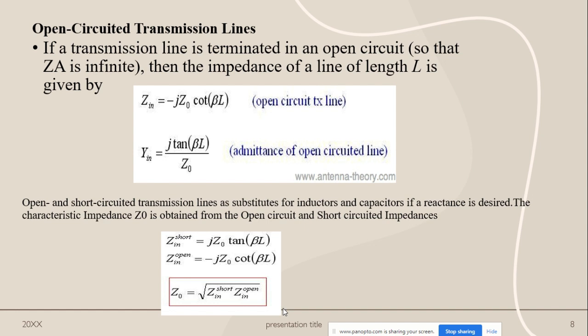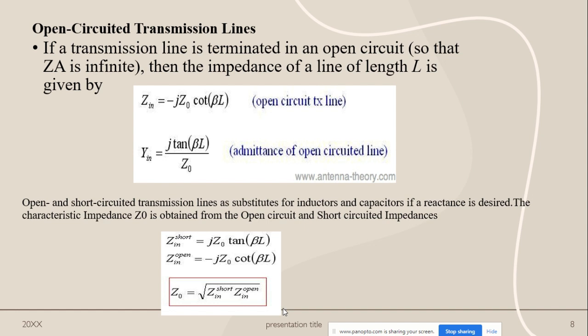then ZL will be infinity. Then the impedance of the line will be found with two formulas. Zin is equal to minus j Z0 cot beta L, and Yin is j tan beta L by Z0. So from these two equations, finally we can go for finding the open circuit and short circuited impedances.